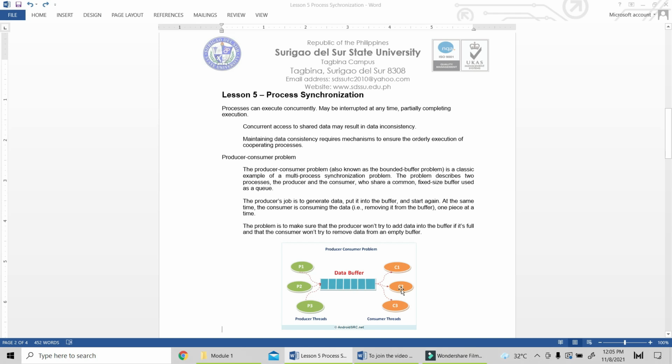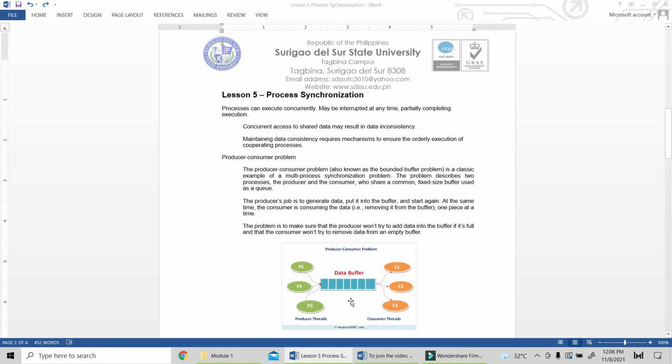At the same time, this consumer, C1, C2, C3, these are considered consumers, consuming the data. Whatever data the producer puts into these n slots, the consumer consumes. Meaning to say, the consumers will remove the data from the buffer. So the producer will insert data into the buffer, and then the consumer will remove data from the buffer. This is what a producer-consumer scenario really looks like.